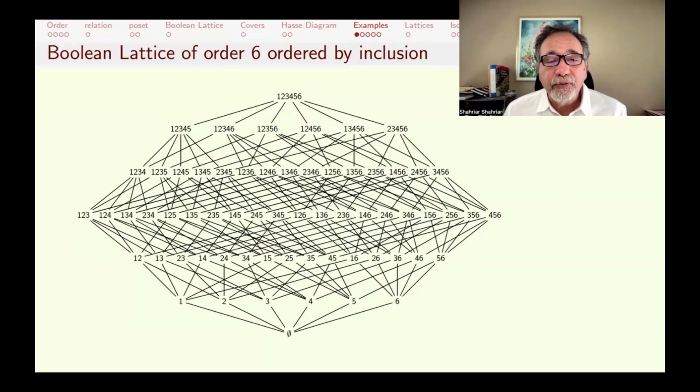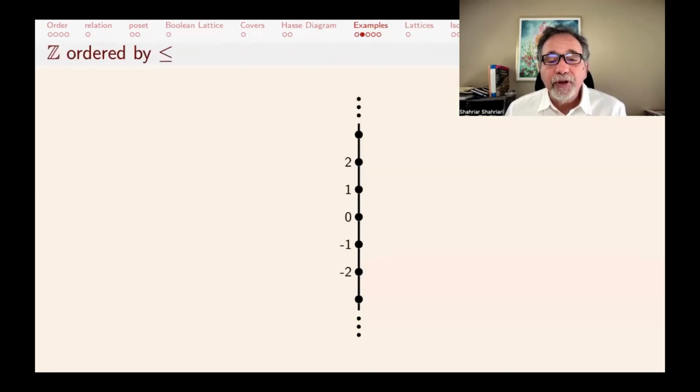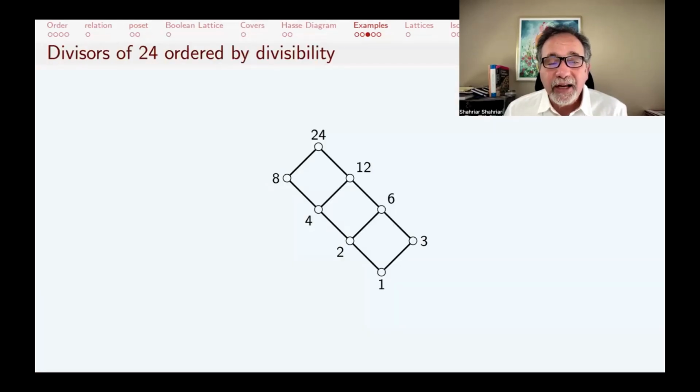This is the Boolean lattice of order 6, all the subsets of 1 through 6 ordered by inclusion. Here, I've not put the curly brackets and the commas because I would not be able to draw it on one page. Here's the Hasse diagram of the integers. We have seen this before, ordered by less than or equal to. And this is divisors of 24, as we have seen before, ordered by divisibility.